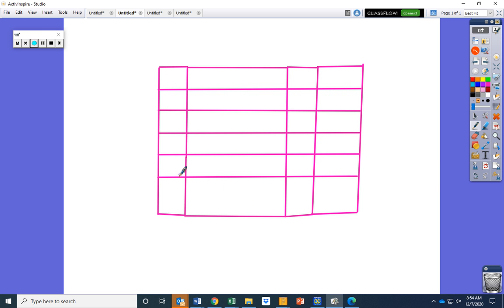Yes, question. Okay, I'm going to write a rule, you guys make a table for me. Let's see if you can do this correctly. Okay, complete this table for me. y equals negative 2x plus 1.